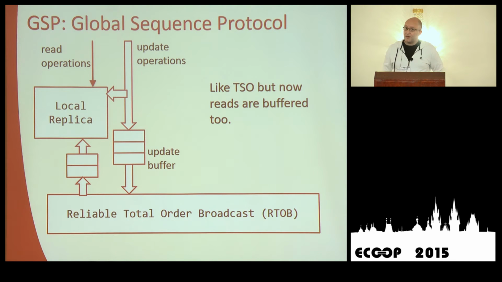And then instead of a coherent shared memory, we'll have our cloud, and we're going to rely on reliable total order broadcast, RTOB. This is well studied and well known in the community. It basically means we have a reliable way of sending messages in a total order, if the messages can get out, of course. So now you have update operations again, and we still have our update buffer.